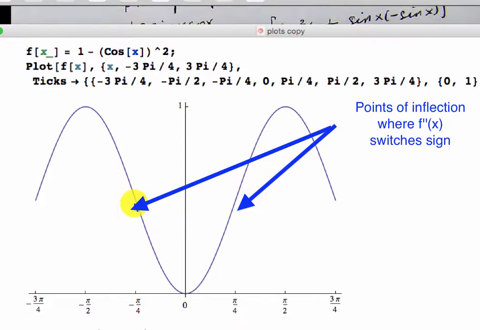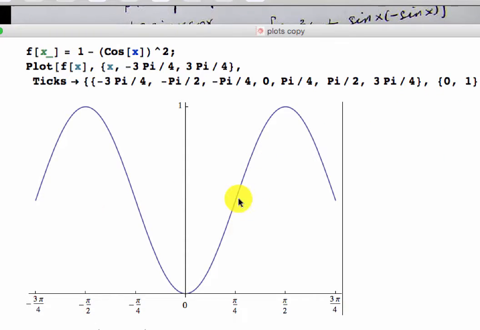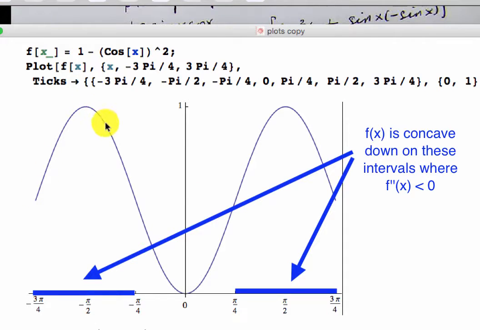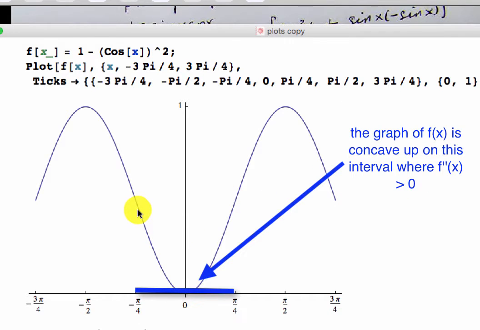And then you see these points of inflection here where it switches from being concave down to being concave up, and vice versa, and they're at minus pi over 4 and pi over 4. And we see that the graph is concave down between minus 3 pi over 4 and minus pi over 4, and between pi over 4 and 3 pi over 4. And we can also see that it's concave up between minus pi over 4 and pi over 4.